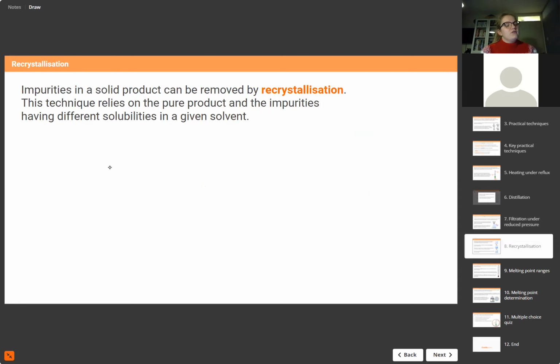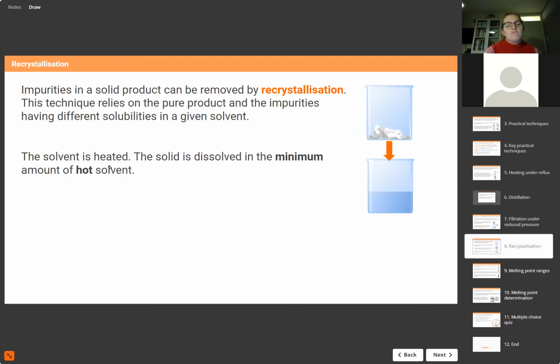So then we can have recrystallization, and this will be a very familiar technique. So impurities in a solid product can be removed by recrystallization. So this technique relies on pure product and the impurities having different solubilities in a given solvent. If they don't, it doesn't work.